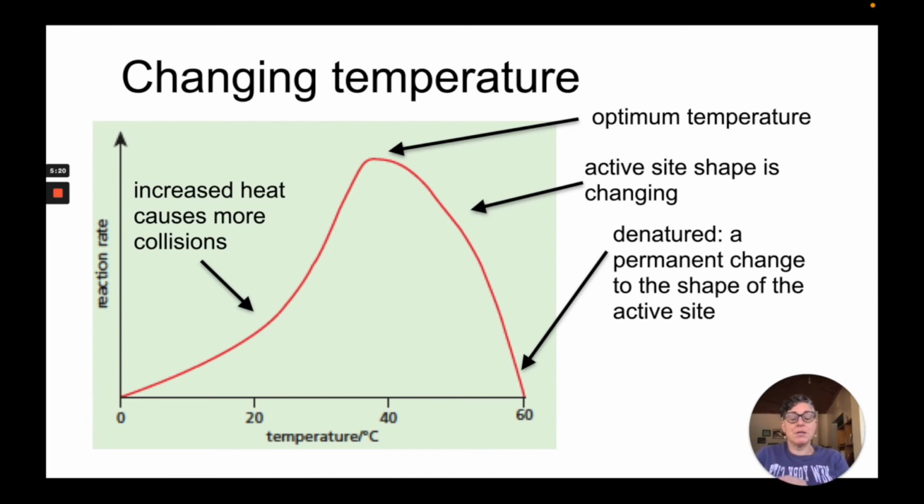The heat is increasing, causing more collisions. You've reached optimum temperature, which is going to have maximum output. Then you have a decline in the rate of reaction because the active site is changing due to an increase in temperature. And finally, the enzyme is denatured, where we have a permanent change to the active site, resulting in the reduced rate of reaction or completely no rate of reaction at all.